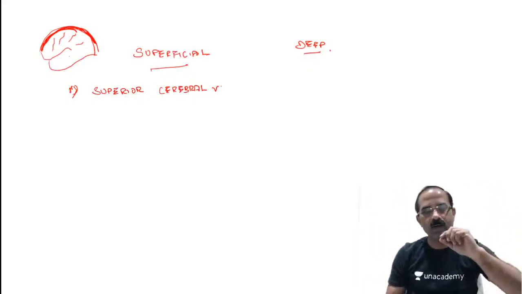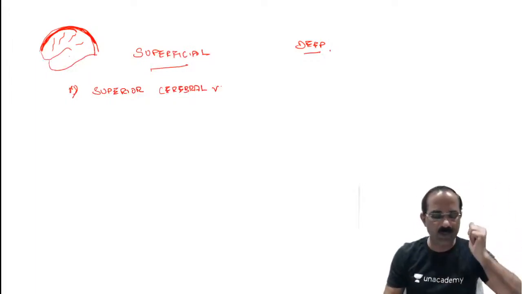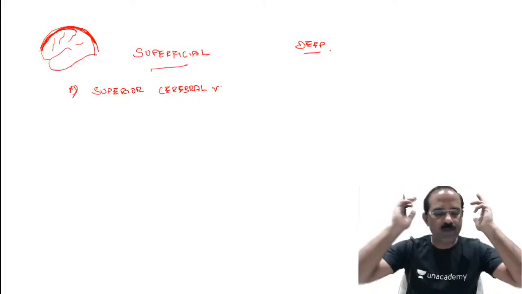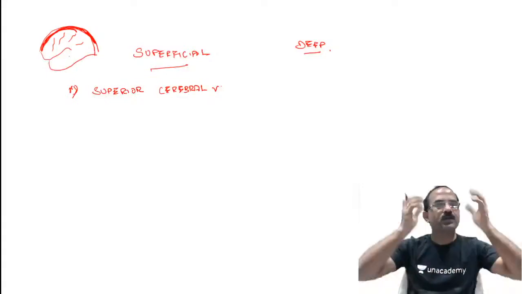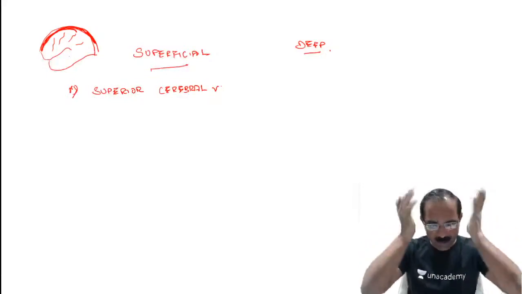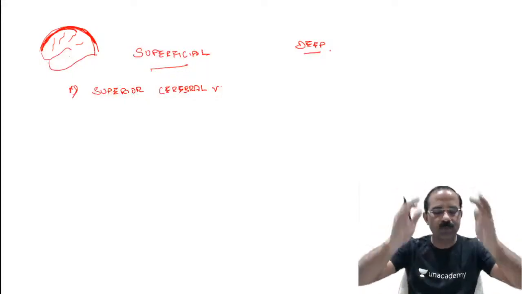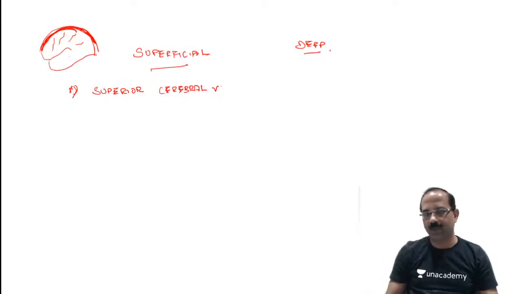What is that sinus in the upper border of the falx cerebri? Bolona, you can answer this. Yes, that's the superior sagittal sinus. So the superior cerebral veins will drain the lateral surface of the brain and they will open into the superior sagittal sinus. Clear?